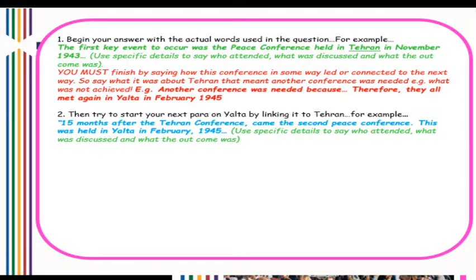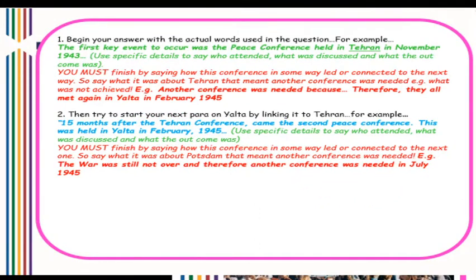What did they manage to agree on? What did they not agree on? Who was there? Was there any tension between specific people? And once again, you must finish by saying how this conference in some way links or leads to, is connected to Potsdam. So you could say, for example, the war was still not over and they didn't manage to agree on certain things. Therefore, another conference was needed in July of 1945.